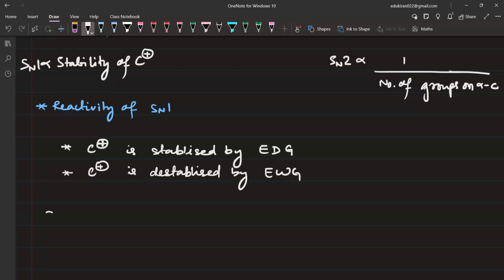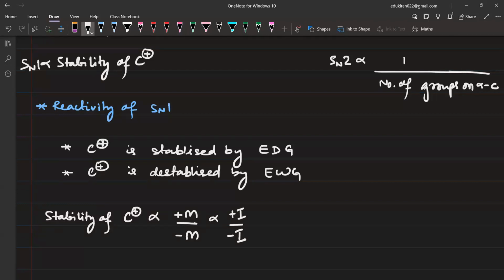So now, what are the things that I can write? If you guys remember, stability of carbocation is directly proportional to the plus M effect and inversely proportional to the minus M effect. It is also directly proportional to the plus I effect and inversely proportional to the minus I effect. You guys somewhat remember what is plus M, plus I, minus M and minus I? Yes or no, guys? Please tell me. Plus M means where you have an electron donating group via the mesomeric effect, that is via resonance. Inductive effect is because of the electronegativity difference.